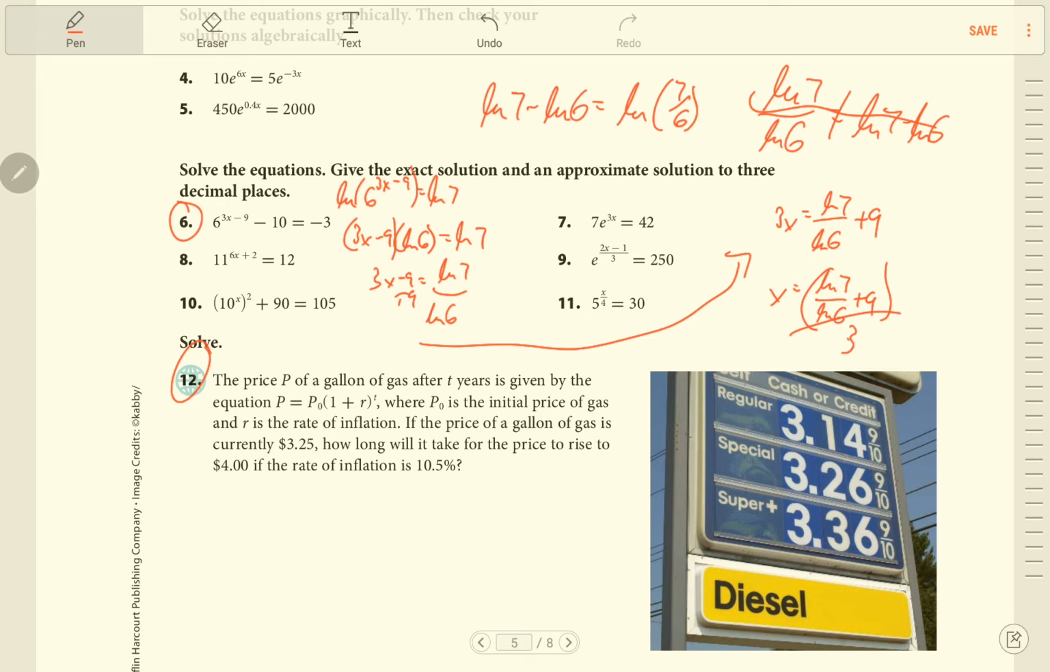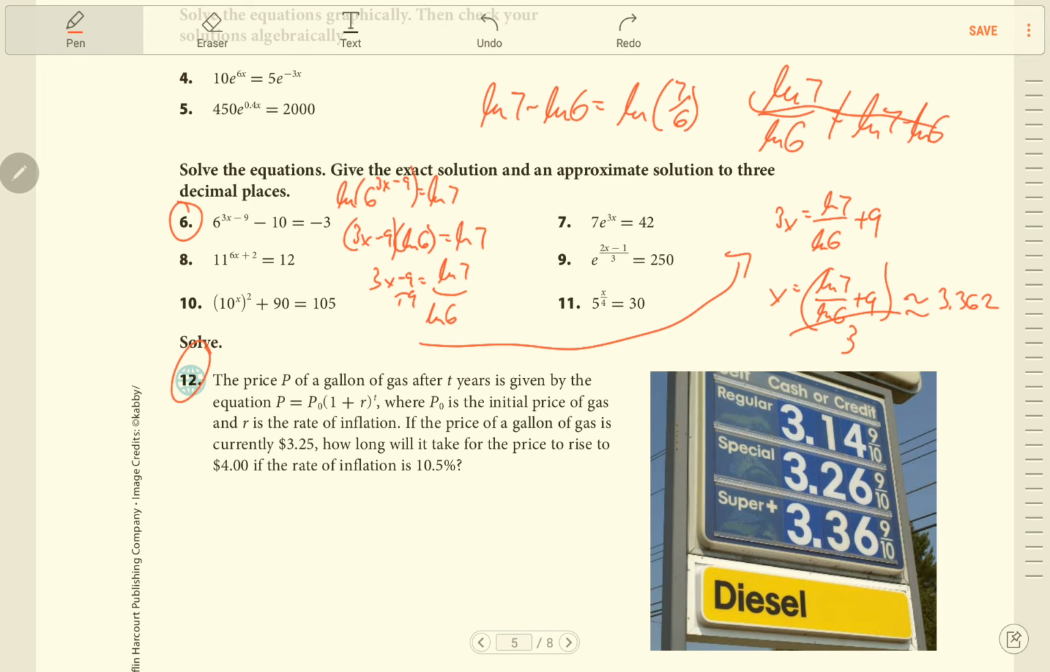And you can type that mess in your calculator, and you'll get some crazy decimal. Let's see here. I'll do it real quick. Natural log of 7 divided by natural log of 6 plus 9. Gives me about 10.08. Then when I divide that by 3, I get about 3.362. 3 decimal places it says, so 3.362. So there's our precise answer, the exact solution, no rounding. And there's our approximate solution right there.